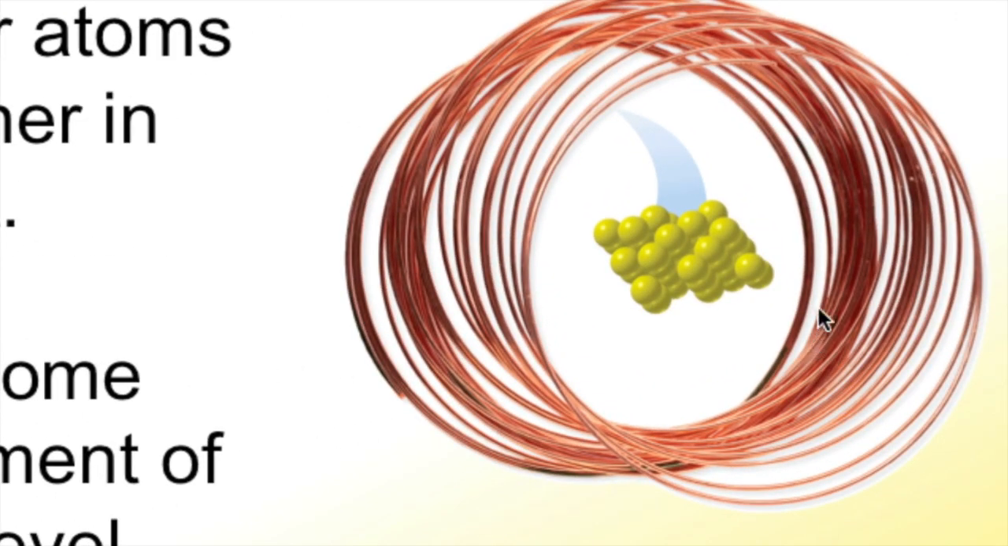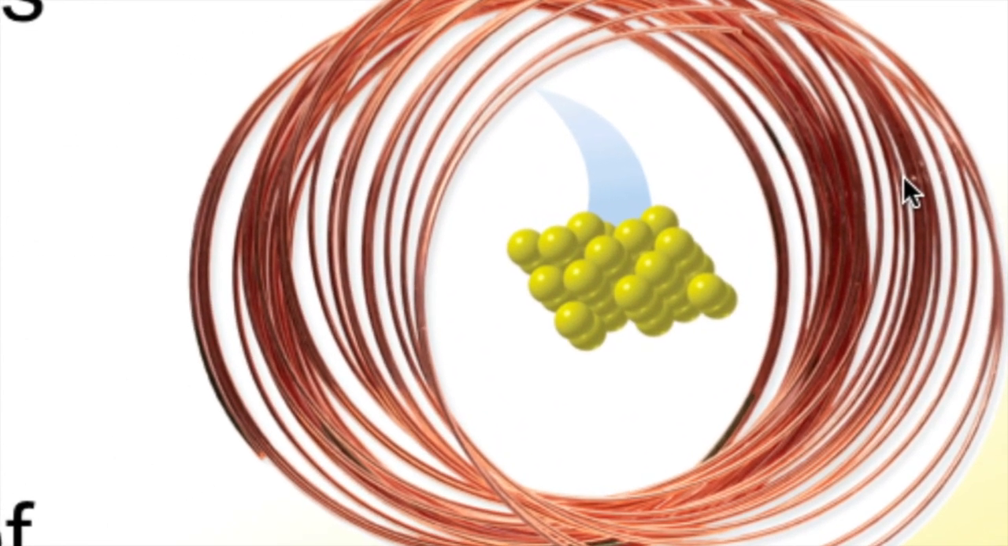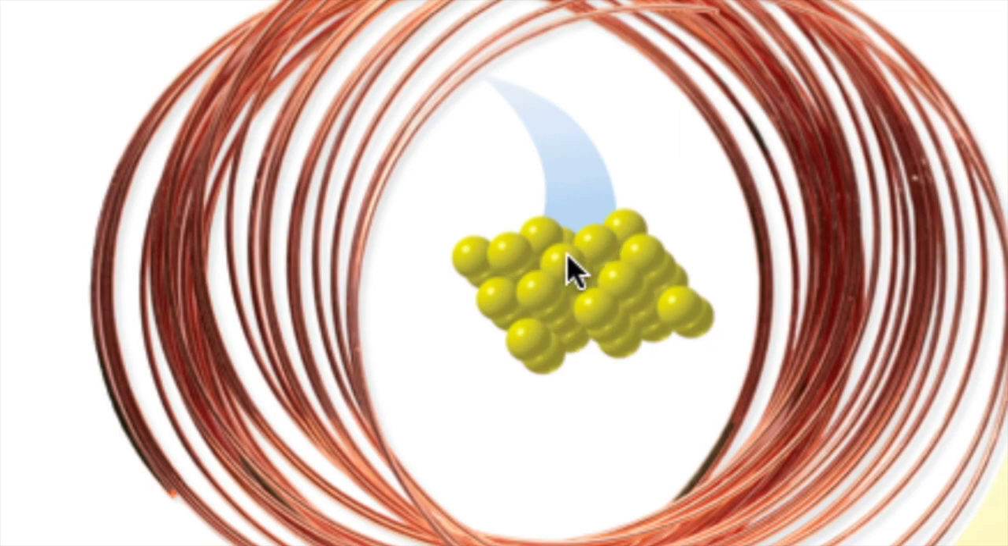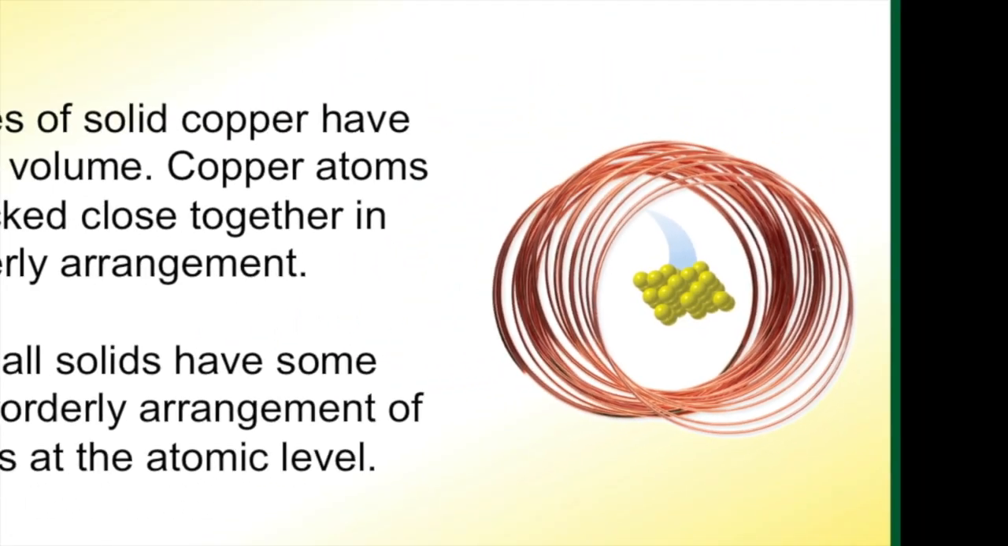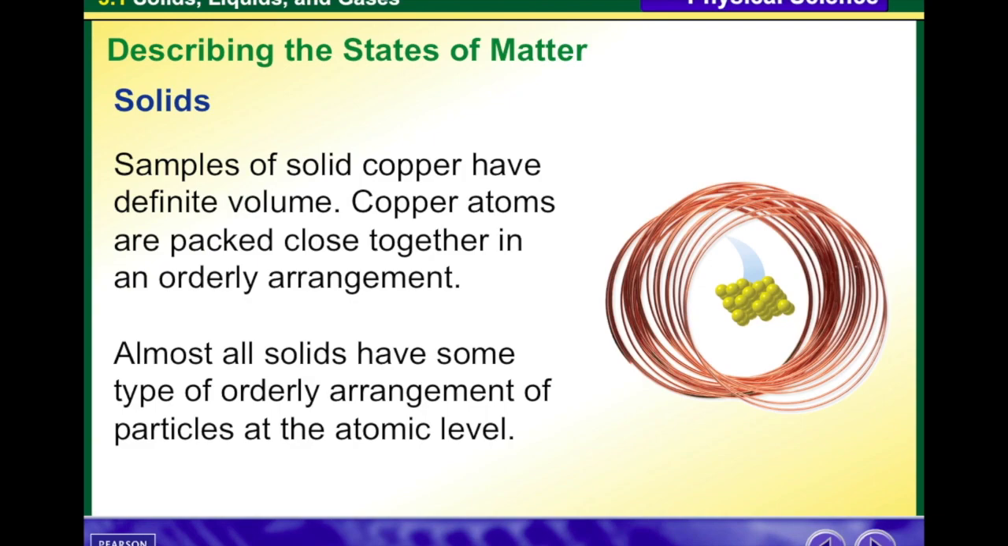Now, we will learn in Chapter 6 about metallic bonding, and the solid in metals is not necessarily a crystal. There are crystalline solids. Those are ionically bonded substances. But still, there's a regular pattern at the atomic level.